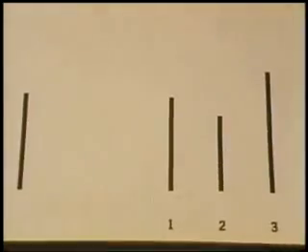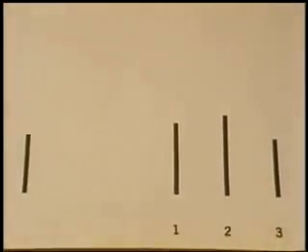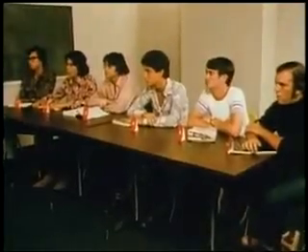As you can see here, I have a number of cards, and on each card there are several lines. Your task is a very simple one. You're to look at the line on the left and determine which of the three lines on the right is equal to it in length. All right, we'll proceed in this order. You'll give your answer.